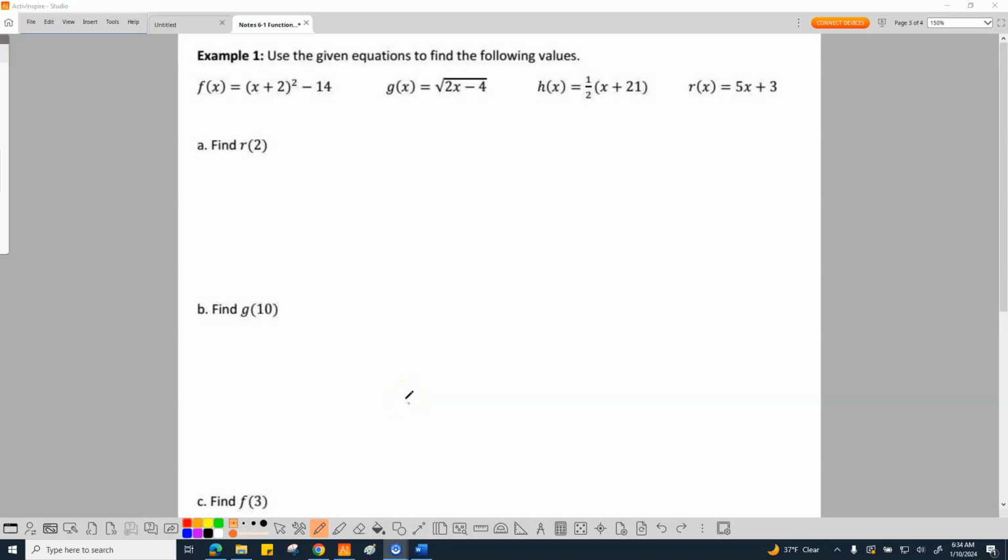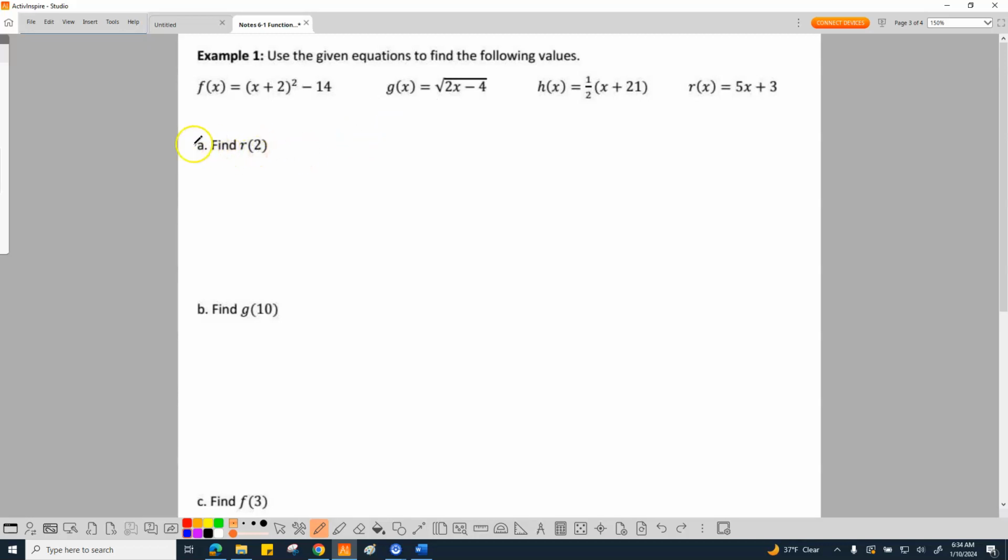Okay, so let's go ahead and start some of these examples. It's pretty straightforward. You are given these equations to find the following values. One of the main reasons we like having this type of notation, f of x, g of x, h of x, r of x, is that we can put multiple equations up in the same area and reference different equations.